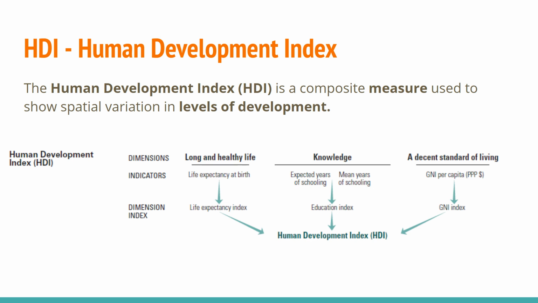There are 2 categories involved in the dimension of knowledge. They are the expected years of schooling that a person is going to receive in a country, and then the mean or actual years of schooling. Mean is how much people are currently getting on average in that country. Expected is what we could expect somebody that is born there today to receive throughout their life. Together, those 2 make up the education or knowledge dimension of the HDI.